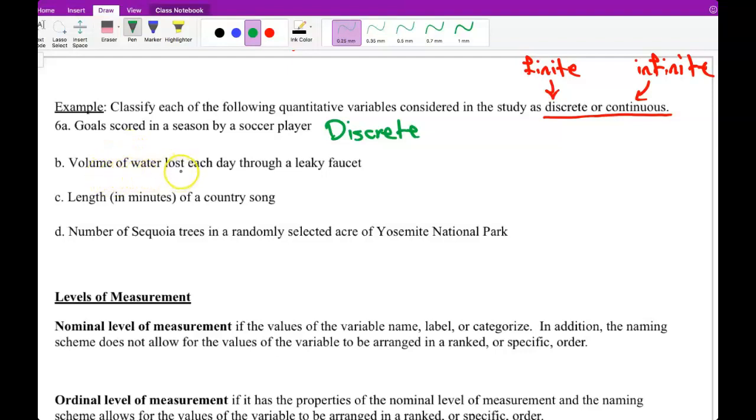Volume of water lost each day through a leak. So here we have volume of water lost each day. I don't know how many days we have here. That's why we may have infinite numbers. So infinite data for this part B. So that's why this is continuous.